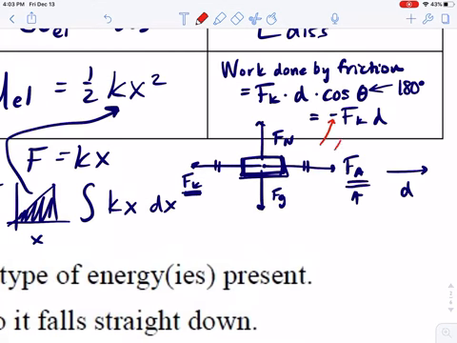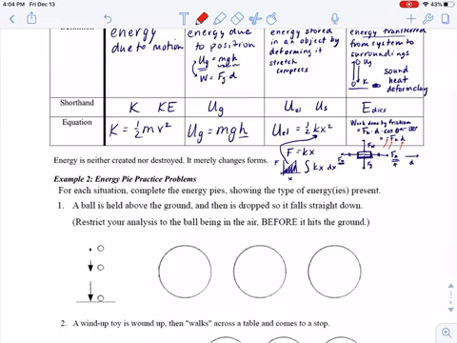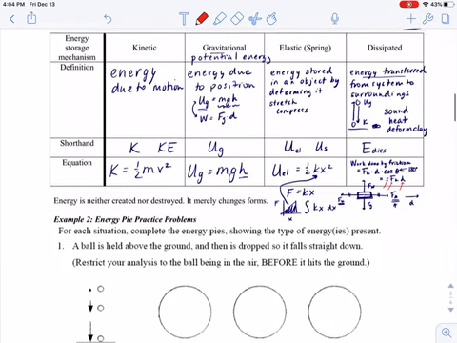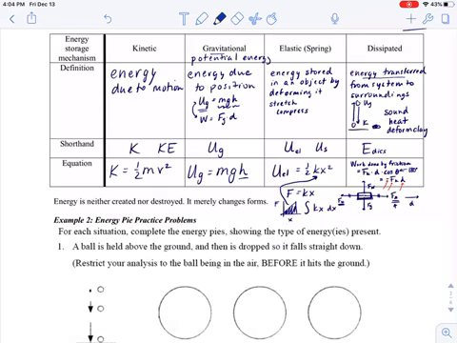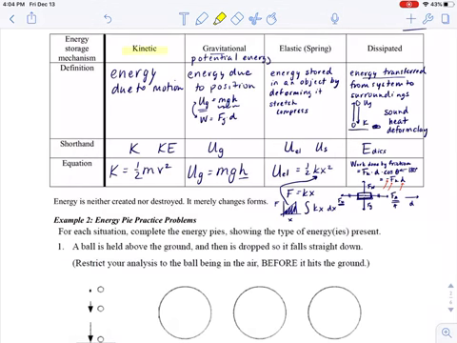It's negative force of friction times distance. Okay, so the big takeaway from all of this is that we've got these different forms of energy. Just to review, we've got kinetic energy, energy of motion. We've got gravitational potential energy, that's energy due to physical position. We've got elastic energy, energy stored in an object. And then we can also dissipate energy or transfer it to the surroundings.